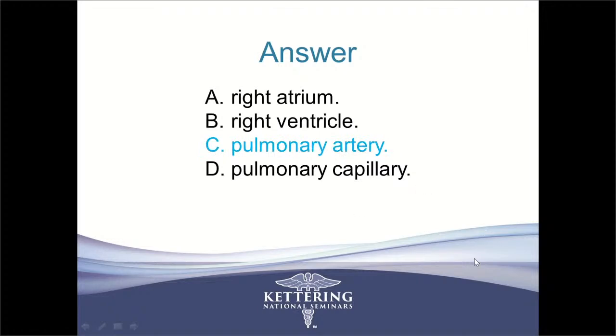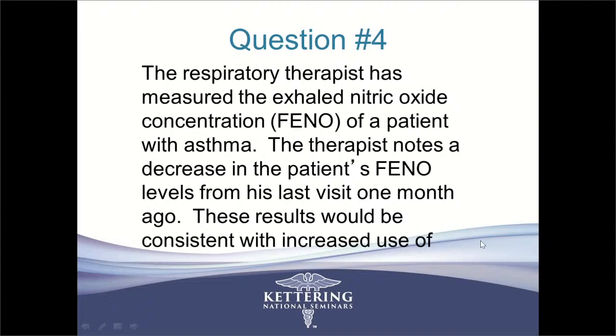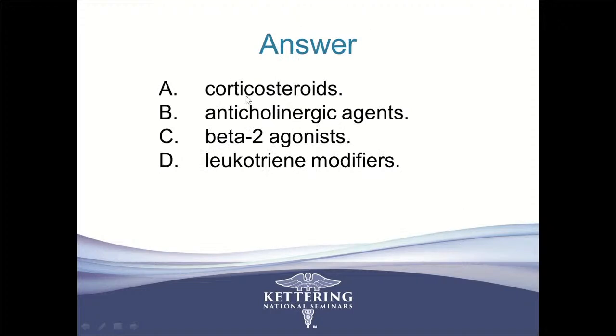Okay. Number 4, the respiratory therapist has measured the exhaled nitric oxide or FeNO of a patient with asthma. Remember, this measurement gives us an indication of how well our steroid therapy is working. The therapist notes a decrease in the patient's FeNO levels from his last visit 1 month ago. So it's decreased. That's a good thing, right? These results would be consistent with the increased use of what? Again, steroids are the medicine whose efficacy we're monitoring.